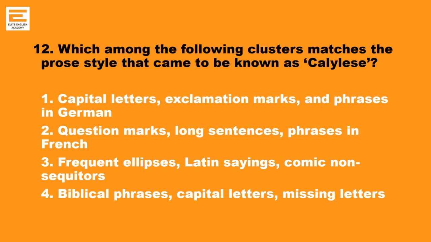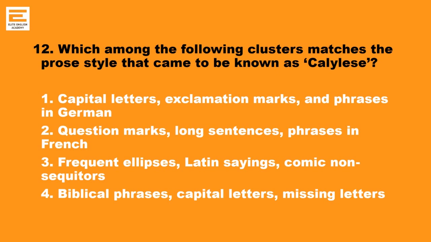Which among the following clusters matches the prose style that came to be known as Carlylese? So it is an interesting question. So that comes in the history of English language. Right. So apart from the options, let me give you the information about what is Carlylese style. The literary style or literary mannerisms are characteristics of Thomas Carlyle, whose writings are marked by long and irregular sentence constructions, neologism, formation of new words, and Germanism.